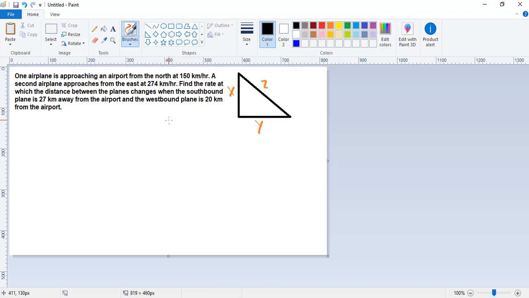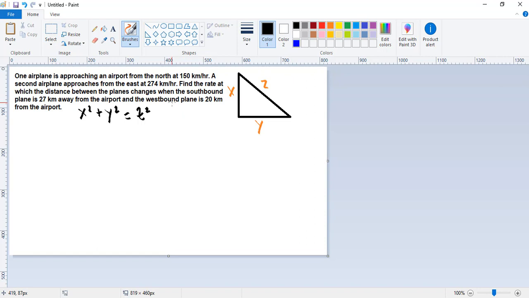Now, when we look at this diagram, the thing that we should think of when we look at right triangles is the Pythagorean theorem, which tells us that x squared plus y squared is equal to z squared.